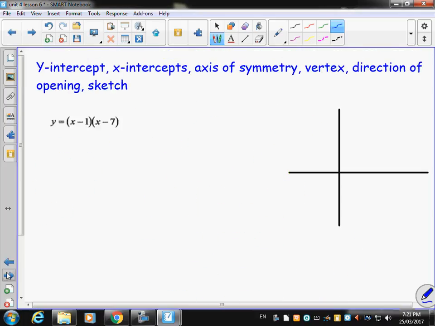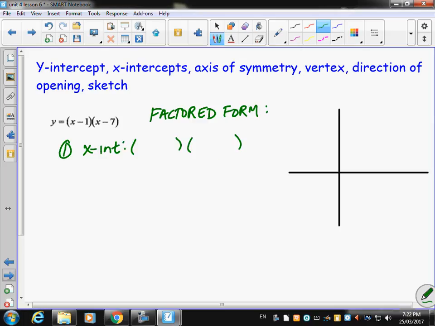Let's find the y-intercept, the x-intercepts, the axis of symmetry, vertex, direction of opening, and sketch without changing forms. This is in factored form, the last possibility. Do you think we can find everything like we did on the last one? What's easiest to find in factored form? In factored form, the easiest thing to find is the x-intercepts. Your x-intercepts would be positive 1 and positive 7 in this case.